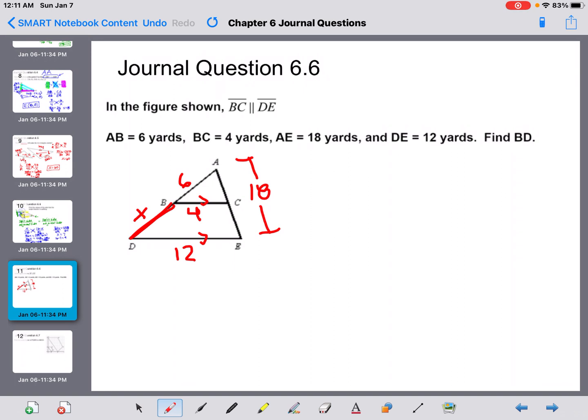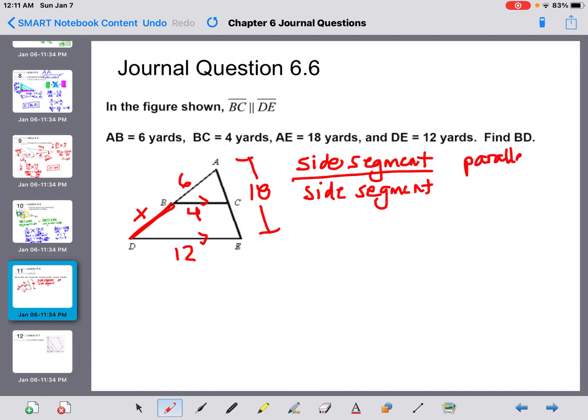Okay, I want to remind you of two different setups we talked about in 6.6 with this kind of picture. We have side segment is proportional to side segment. And we have another one that's parallel side is going to be proportional to a complete side.